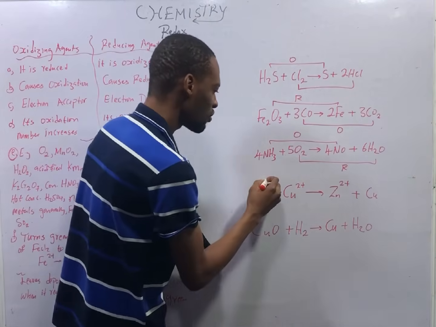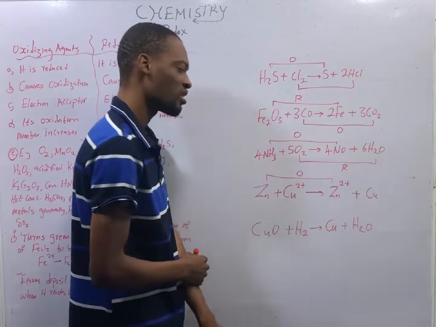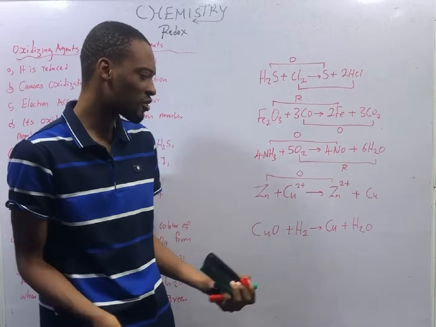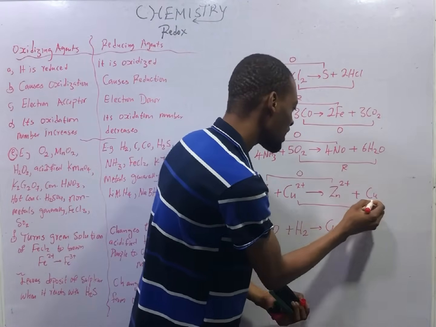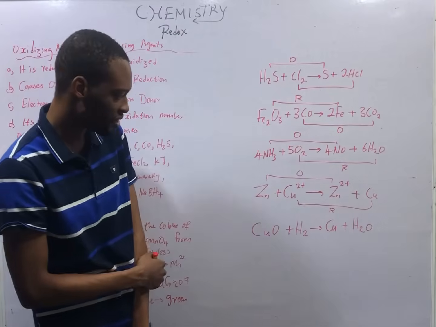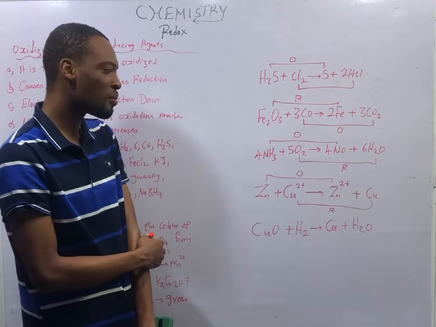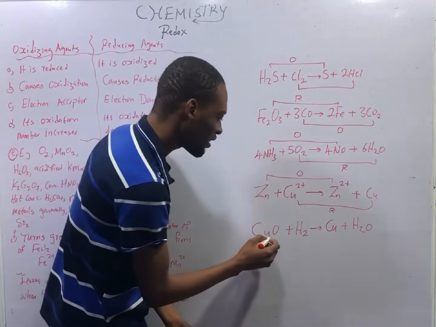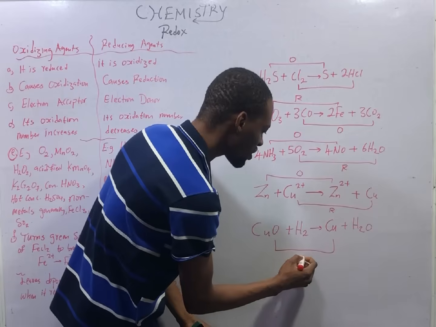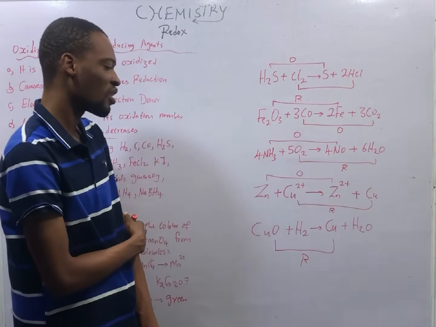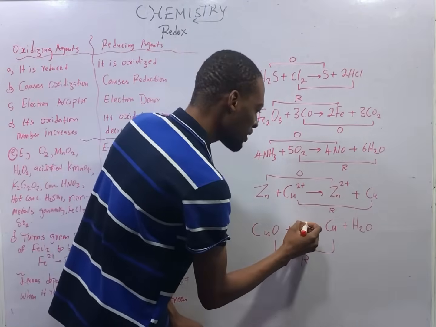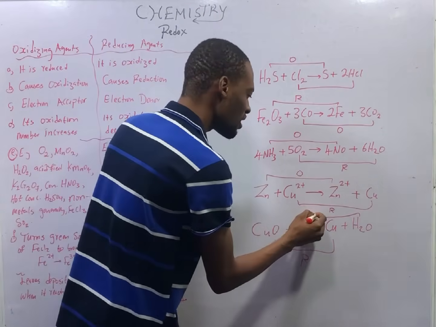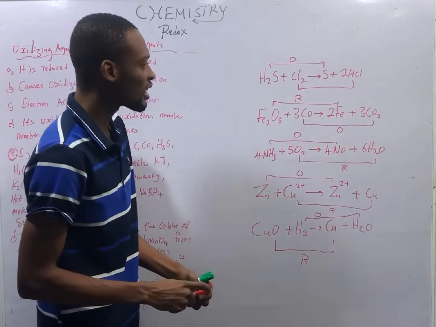From here to here, we know that oxidation is taking place: increase in oxidation number or loss of electron. From here to here, we know that reduction is taking place: decrease in oxidation number or gain of electrons. From here to here, we know that reduction has taken place: loss of oxygen. And from here to here, we know that oxidation has taken place: gain of oxygen.